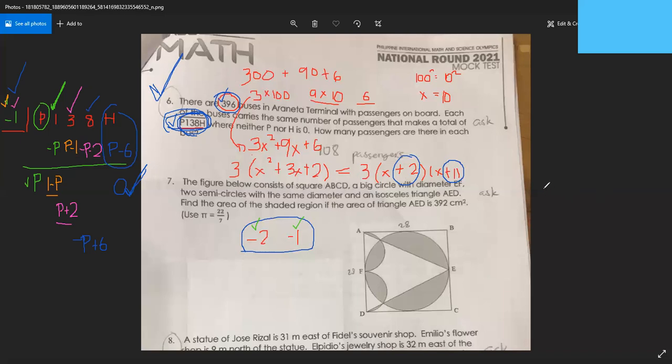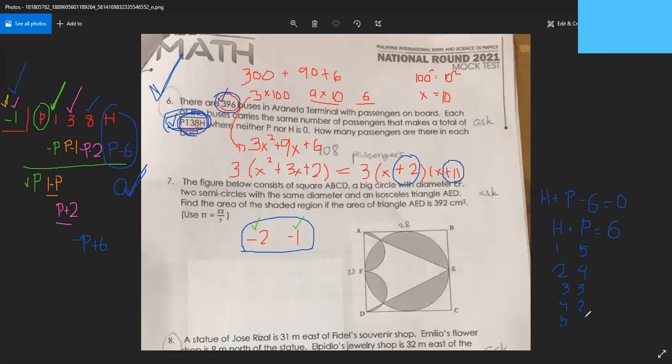Based from that one, we will have h plus p minus 6, that's the last column, is equal to 0. Now, this one will now become h plus p is equal to 6. Now, what are the numbers that when you add, you will get 6? This can be 1 and 5. This can be 2 and 4. This can be 3 and 3. This can be 4 and 2. And this can be 5 and 1.